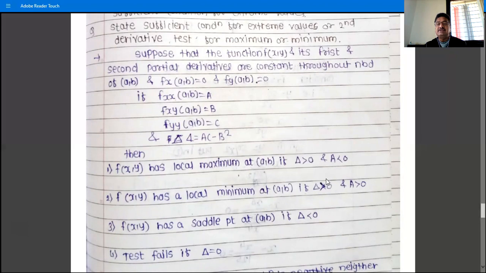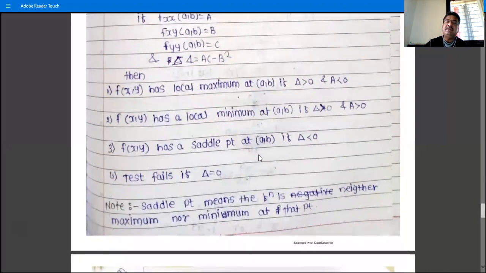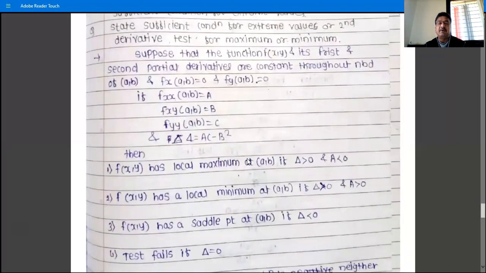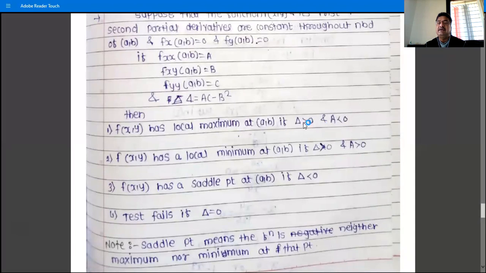So if delta is greater than 0, then at that point the value is maximum or minimum depending on A. But if delta is less than 0, then there is no need to check the sign of A; the point is a saddle point. And if delta is 0, there is also no need to determine the sign. We find the sign of capital A only if delta is greater than 0. Then, if A is less than 0, the function is maximum at that point, and if A is greater than 0, the function is minimum.